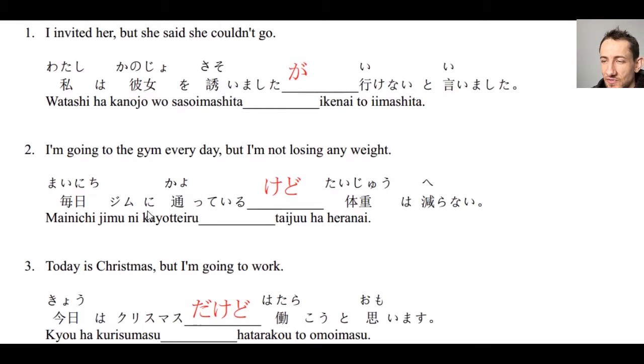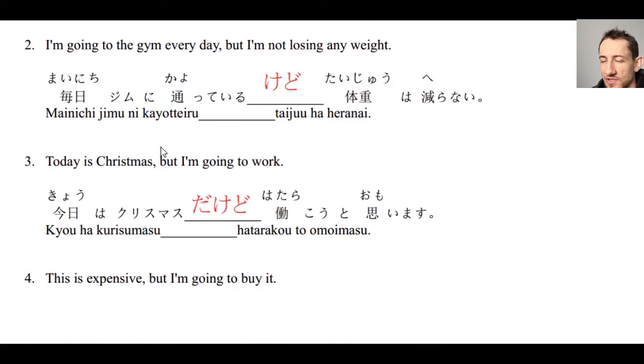毎日ジムに通っているけど、体重は減らない. So 体重, your body weight. 減る means to go down. 体重は減らない. Won't go down. Number 3, today is Christmas, but I'm going to work. 今日はクリスマスだけど、働こうと思います. Today is Christmas, but I'm going to work.